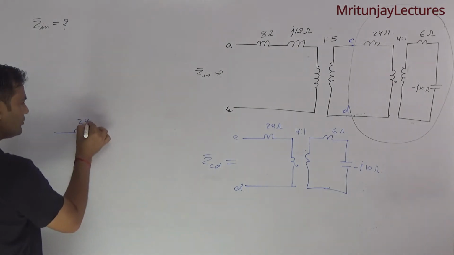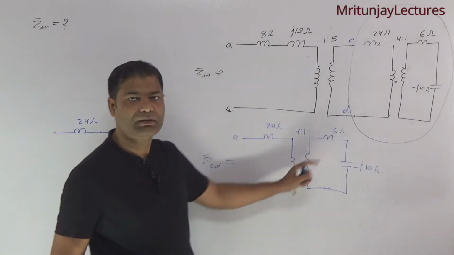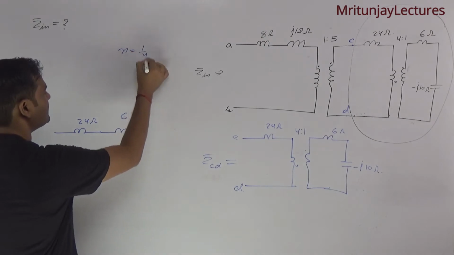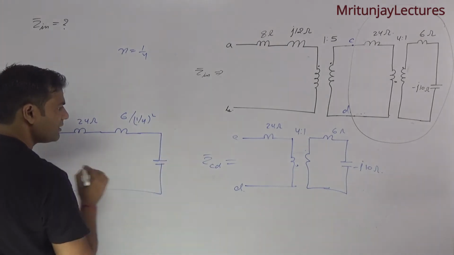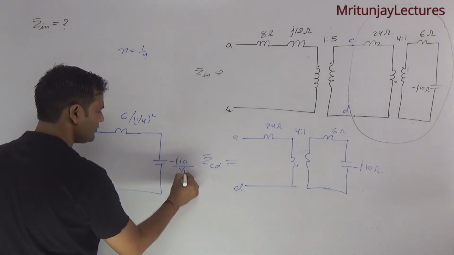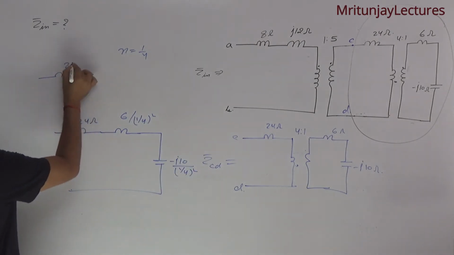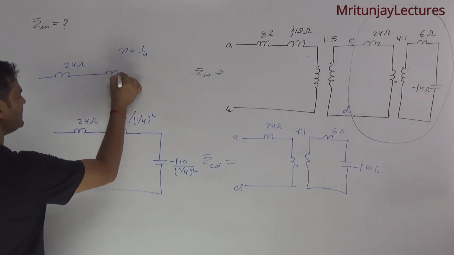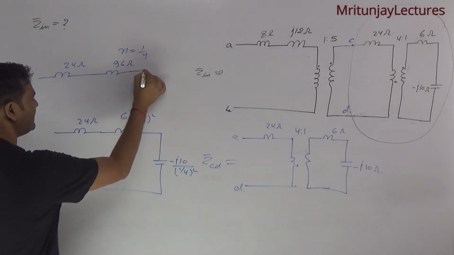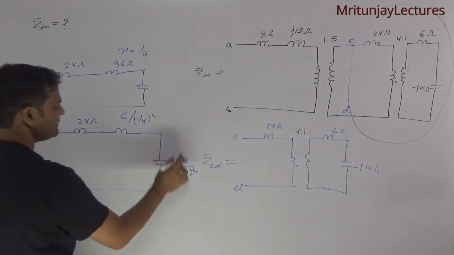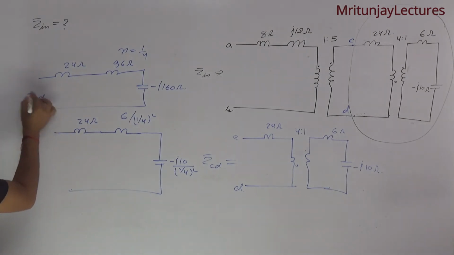This is converted into 24 ohm, and this one is 6 divided by n square. What about n? n is equal to 1/4. So 1/4 to the whole square, and this is the capacitor, minus J10 divided by 1/4 to the whole square. Now after that, that is 24 ohm, and this one is 6 into 16, that is 96. And after that, what about the capacitor? That is minus J160 ohm. Okay, that is ZCD.